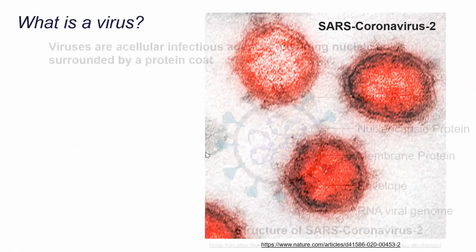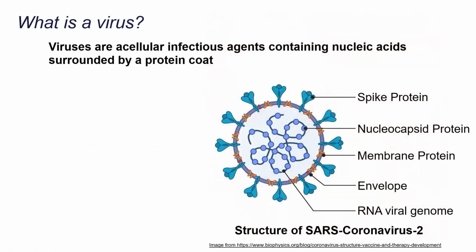And so what is a virus? Not everyone seems to know the answer to that. Here's a definition from, I don't think it's our textbook, a different textbook. You can see that it says it's acellular. So viruses don't have cells. They're infectious, you probably know that part. And it says they contain nucleic acids and they're surrounded by a protein coat. So that's really what a virus is.